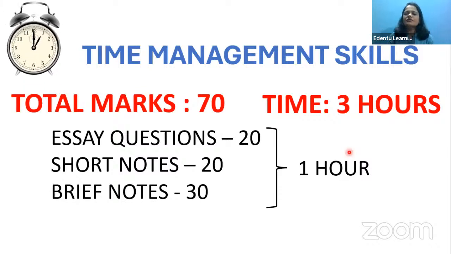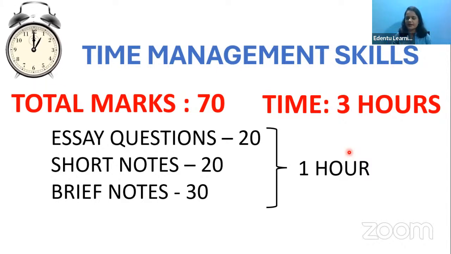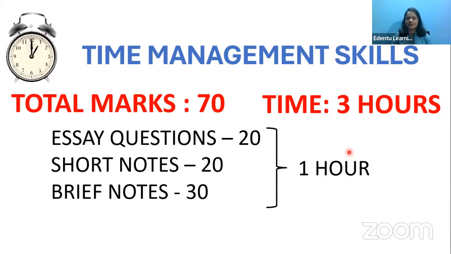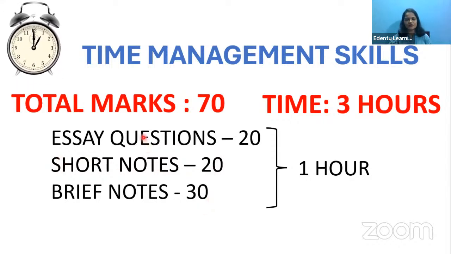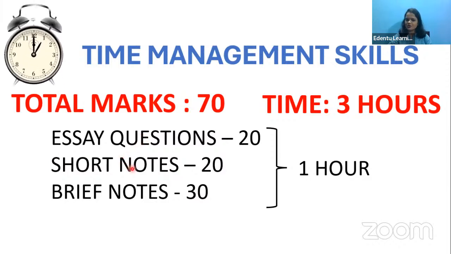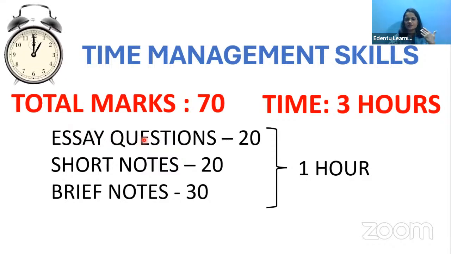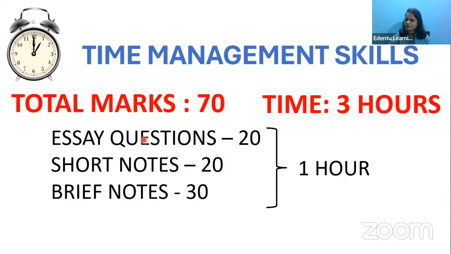Now, one of the most common problems that students tell is that they didn't get enough time while writing the exams. So you should improve your time management skills. What are the ways to improve your time management skills? You have the essay questions for 20 marks, the short notes for 20 marks, and the brief notes for 30 marks. You have two essay questions, four short notes, and ten brief notes. Usually I will always ask you to start with the essay questions first, because that carries the maximum marks.